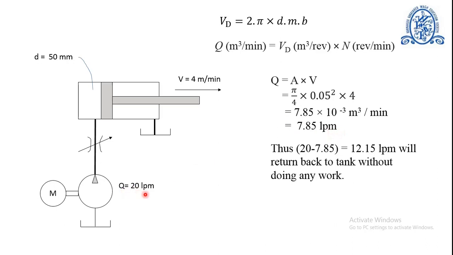However, the pump delivery is 20 liters per minute. It means that the remaining flow, 12.15 liters per minute, will simply return back to the tank without doing any work.